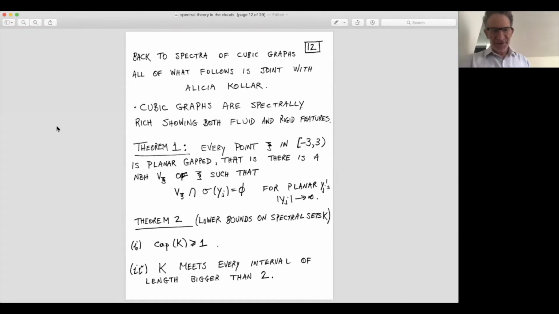And then the second theorem, in order to show you the structure of what spectral sets can look like, is that there are some general lower bounds which are remarkably sharp. This is one of the things we really enjoyed. So the first lower bound, which follows from Fekete quite easily, is on the capacity of any spectral set. Remember, a spectral set is a set K for which there's an infinite sequence of 3 regular graphs whose spectra are all contained in K. So it cannot be too small. It cannot be a finite set. It has to have some serious capacity. The capacity has to be at least 1, and you'll see that's sharp.